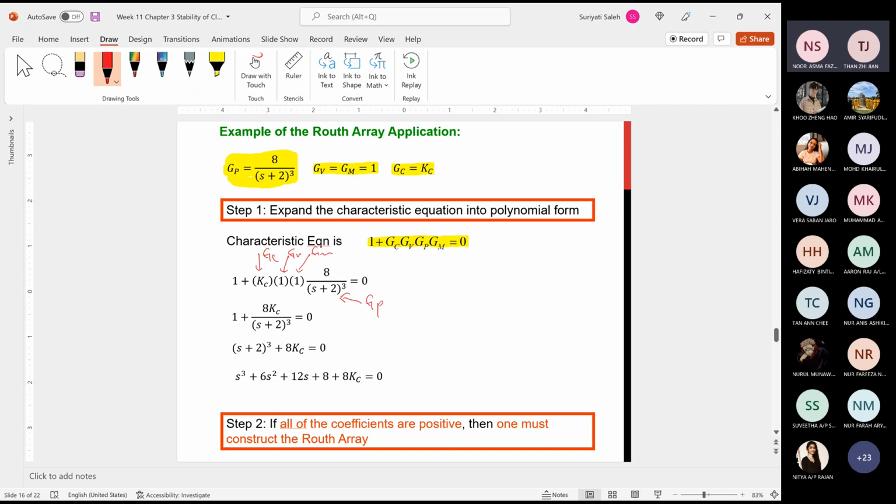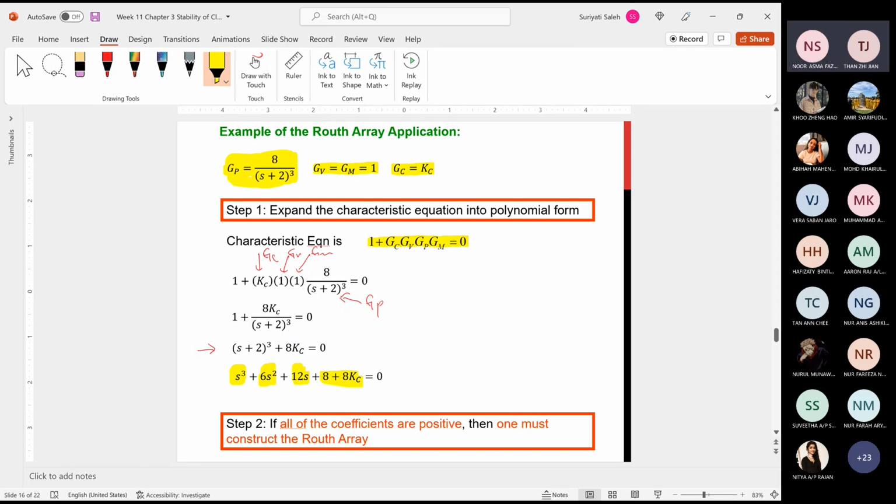So we include the transfer functions one by one inside the characteristic equation. Once we insert all of the transfer functions, then we do the expansion. Based on the expansion, we may get (S plus 2) power of 3 plus 8Kc equal to 0. So we expand the equation, then we rearrange according to the S order. Here you can see the S power of 3, the highest power of S is 3, and then you have 6S squared plus 12S, plus 8 plus 8Kc.